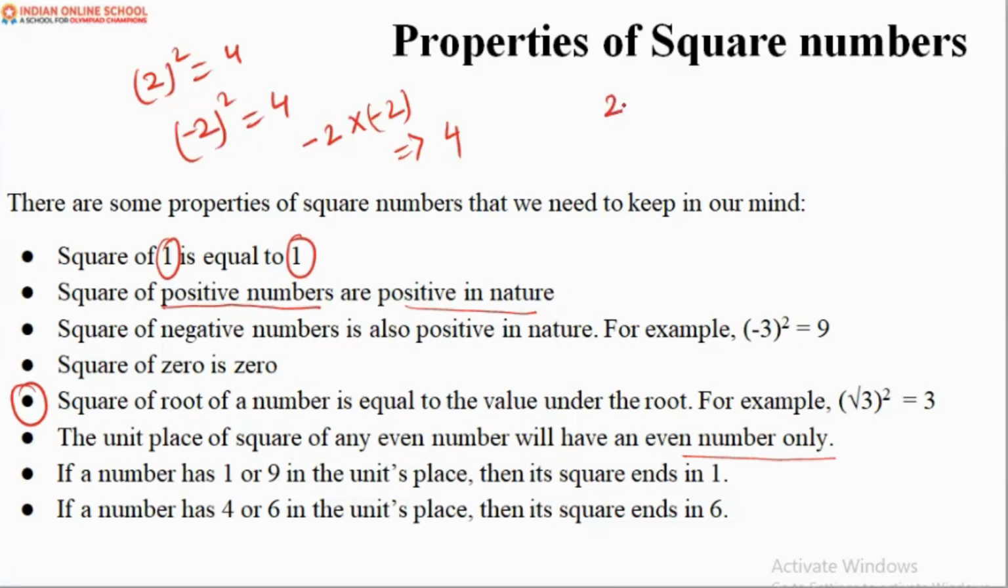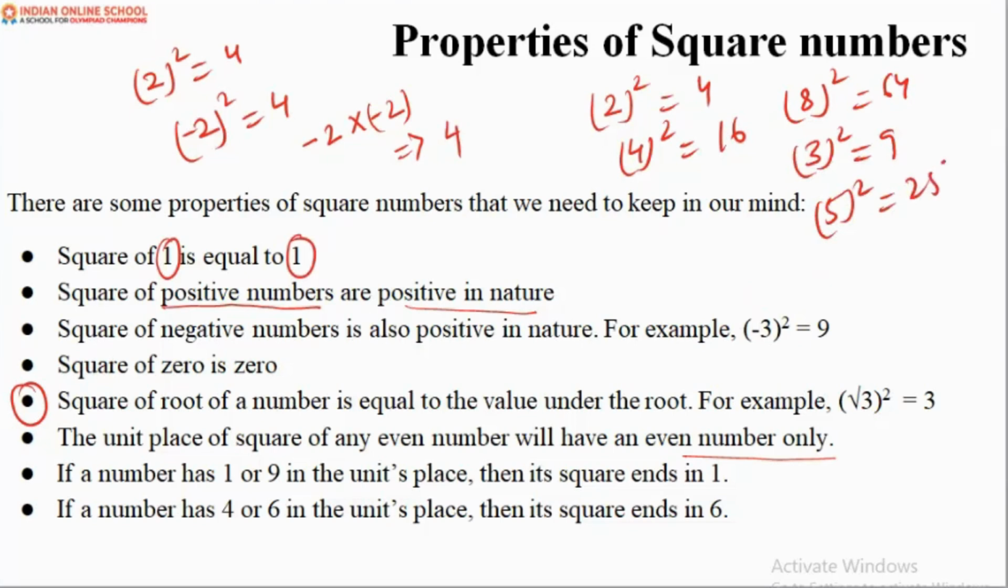The unit place of the square of any even number will have an even number only. See the pattern. If I am finding the square of 2, that would be 4. Even. The square of 4 would be 16. Even. The square of 8 would be 64. Even. But on the other hand, the square of 3 would be 9. Odd. The square of 5 would be 25. Odd. The square of 7 would be 49. Odd. So what can we sum up? The square of an even number will also be an even number, and the square of an odd number will also be an odd number.